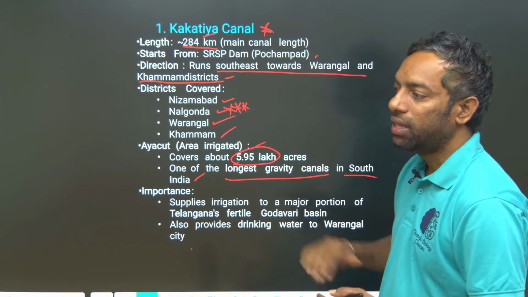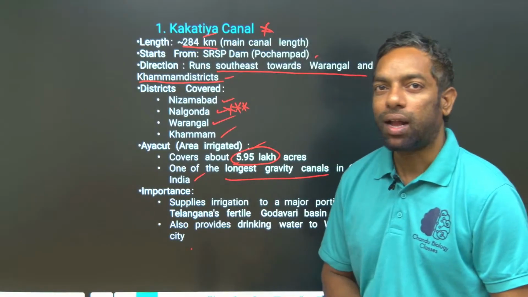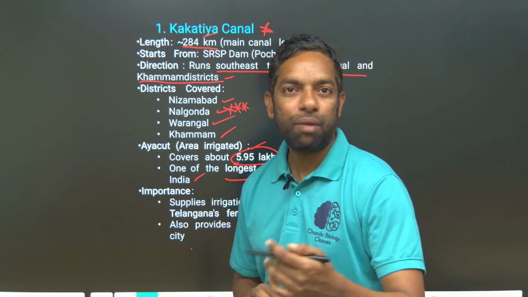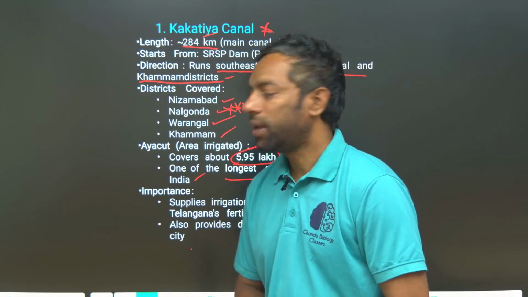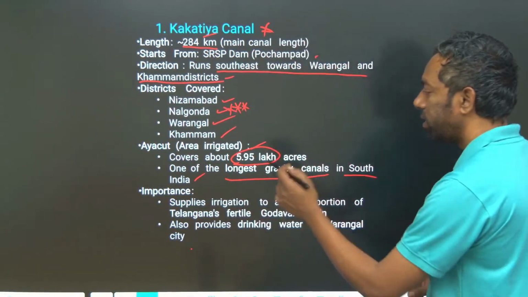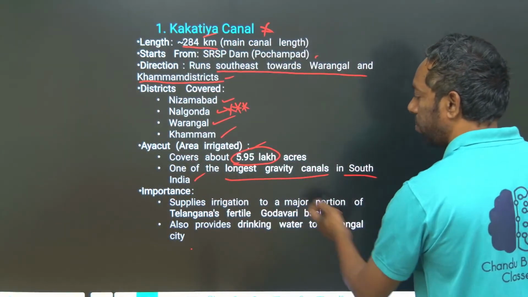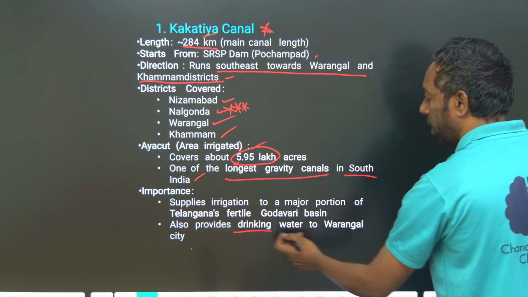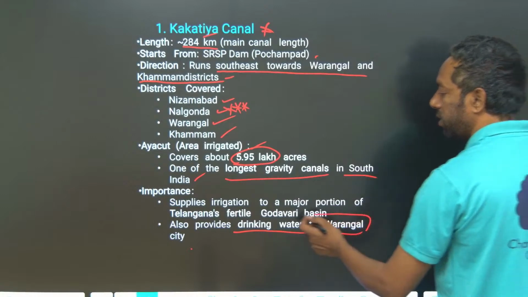That's why they might ask you about the Kakatiya canal. The Kakatiya canal is the Sriram Sagar project canal under the Godavari river, and it covers 4 districts. It supplies irrigation to the major portion of Telangana's fertile Godavari basin. It provides drinking water to Warangal city.